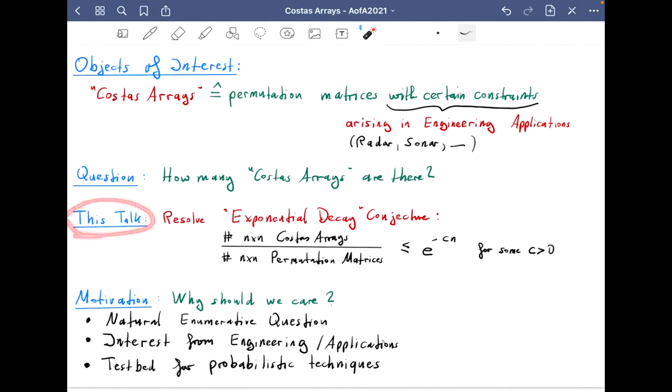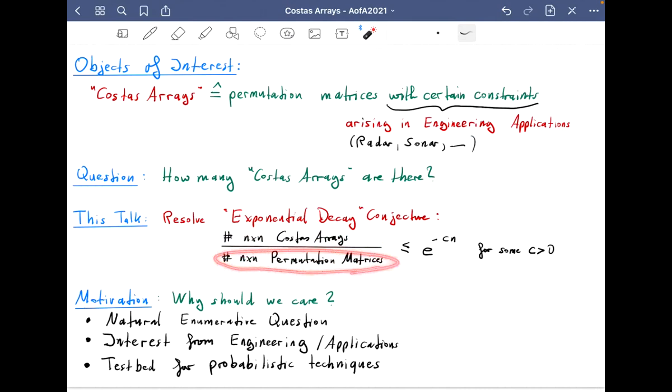Okay, so the result I want to talk about is basically of the form: if we take the total number of n times n Costas arrays and divide it by the total number of n times n permutation matrices, then this is exponentially small. It's e to the minus c times n for some absolute constant c bigger than 0. The way to think about it is that you can just think of all n times n permutation matrices, you put them all in a bag, and then from this bag you choose one uniformly at random, and this quantity is basically telling you the probability that a randomly chosen n times n permutation matrix actually is a Costas array. So that's this fraction that we want to attack here.